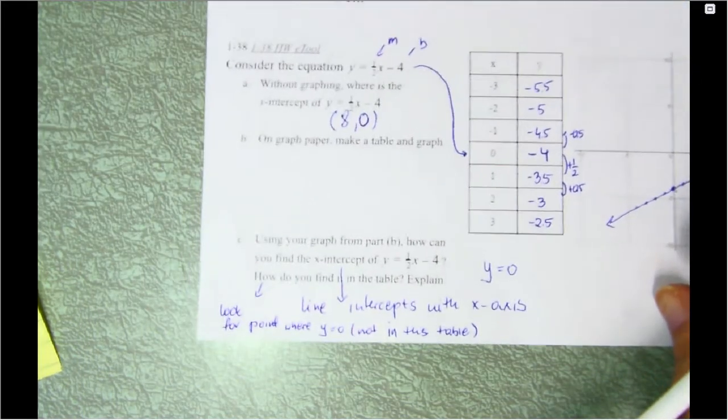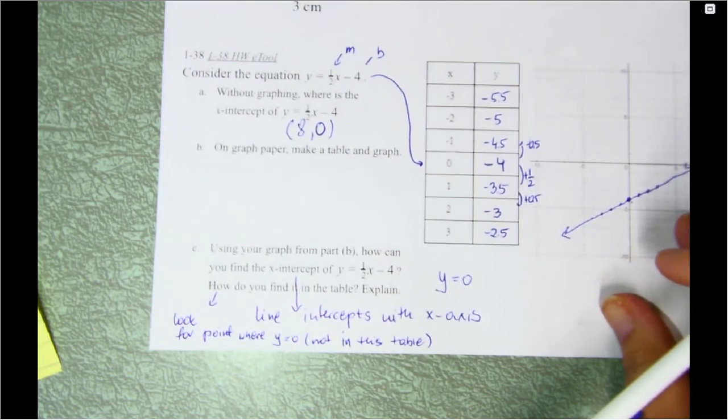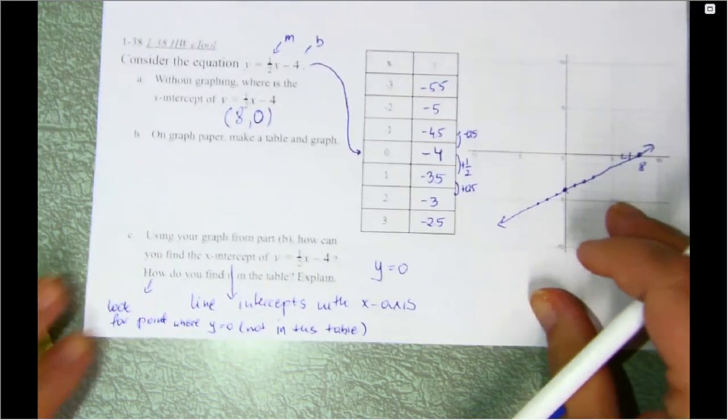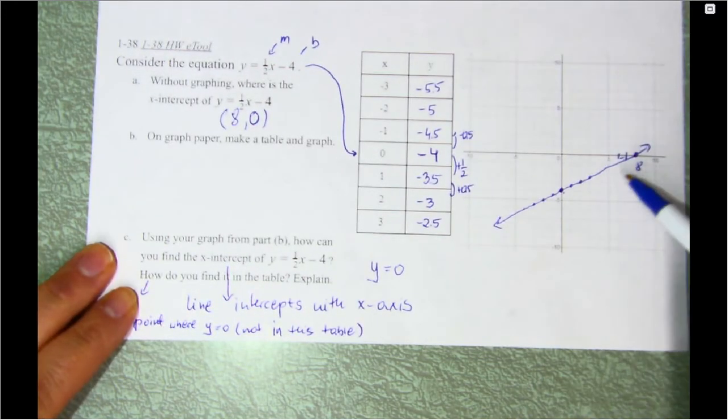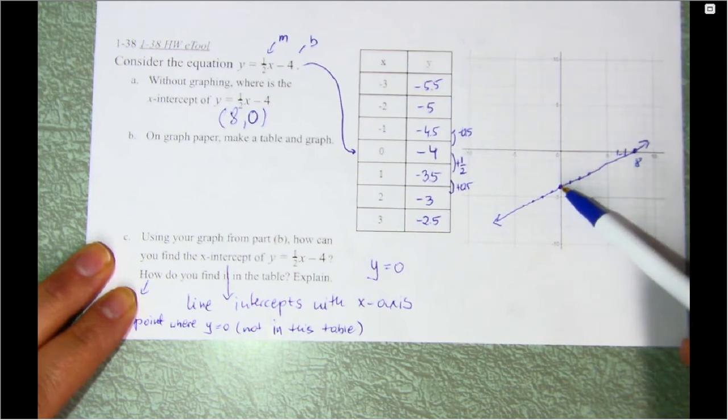Okay, and the last problem on this page is asking you, how can you find the x-intercept on the graph? Well, the x-intercept, like I was telling you, is when the line intersects the x-axis. So that's the point. So if your line intercepts the x-axis, that's an x-intercept, and if it intersects the y-axis, that's a y-intercept.